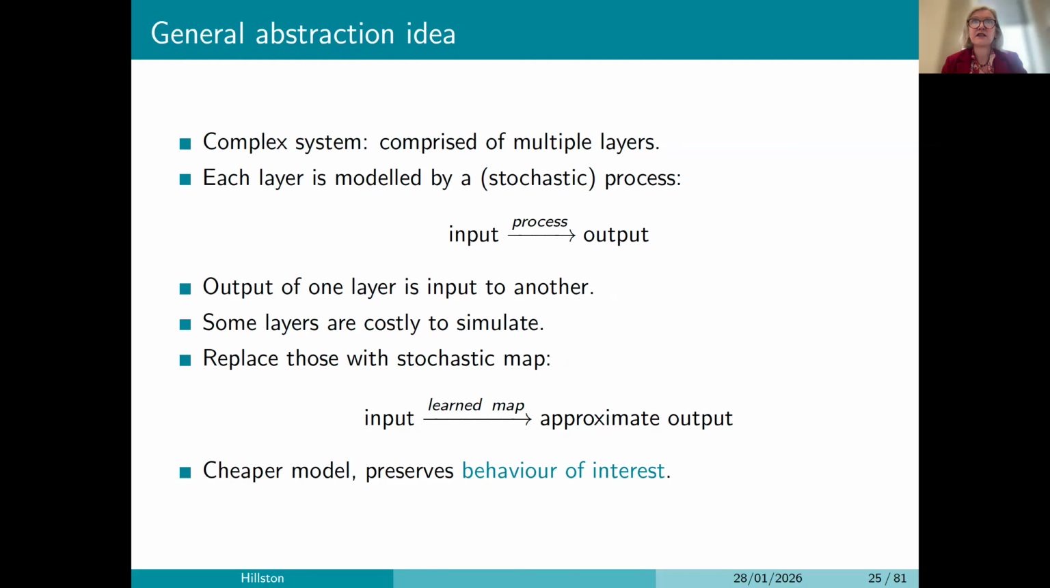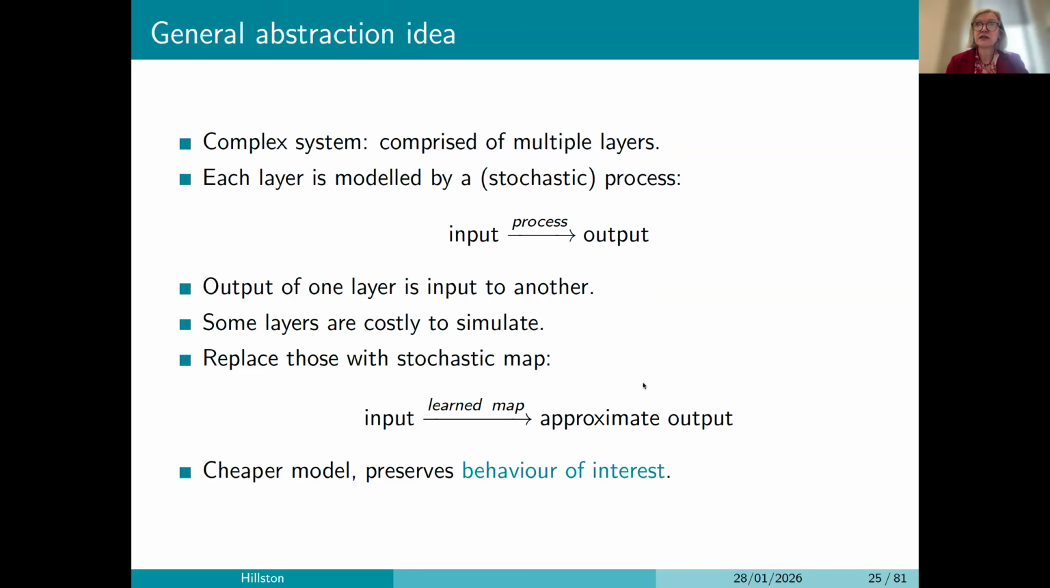So the general idea behind our abstraction is that we have this complex system with multiple layers, and each layer is modelled by a stochastic process. In this case, they're not necessarily CTMCs, but they are a stochastic process, and we have an input process, so we have input data which will generate outputs. And the outputs from one layer are the input to another. In this case, we're just going to consider two layers, the agents and the environment. So they kind of feed off each other, looking at the execution of the process at each layer.